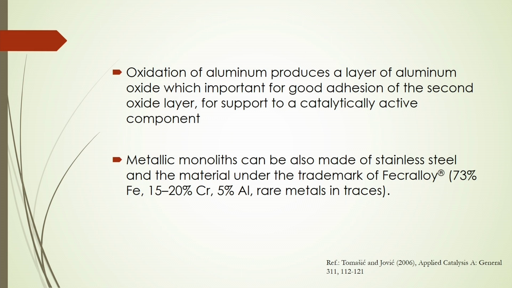Now, in this case, oxidation of the aluminum produces a layer of aluminum oxide, which is important for good adhesion of the second oxide layer for support to a catalytically active component.